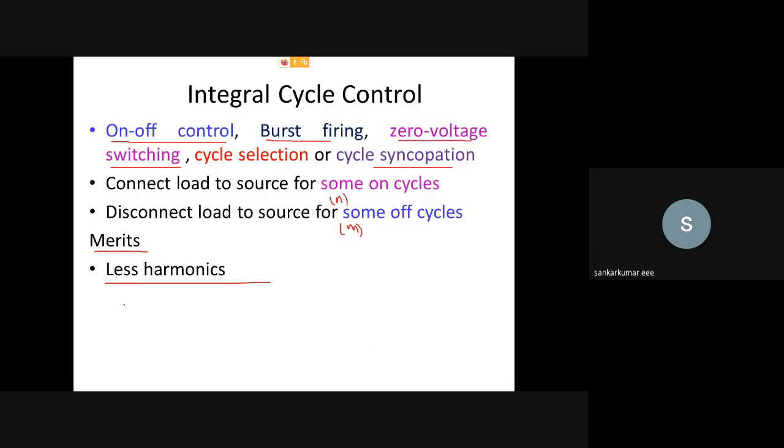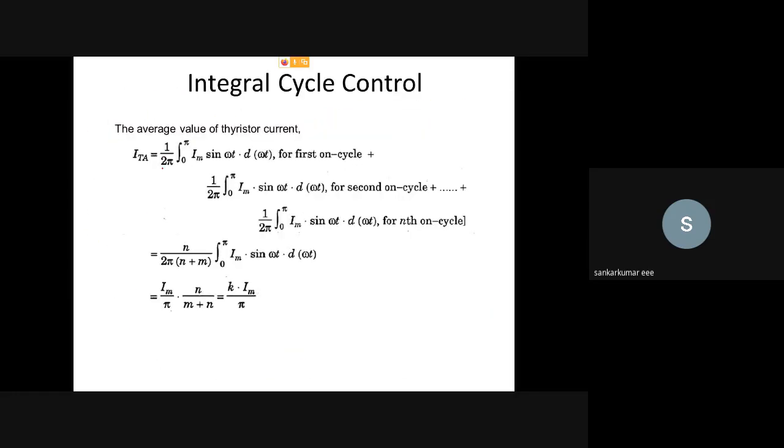So we can substitute the time period as 1 by 2 pi, that is a full time period, the periodicity will be 2 pi. In that, the thyristor will be conducting 0 to pi for the first on cycle, and in the second on cycle, another 0 to pi, the second thyristor will be conducting. On consolidating this, we will have the expression for n plus m cycles, that is total cycles, it will be turned on for n cycles. This is the time period for the total voltage controller.